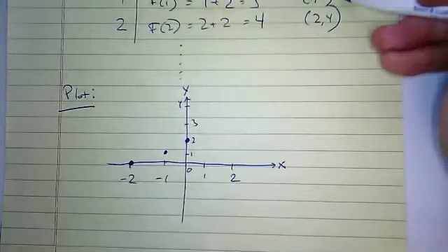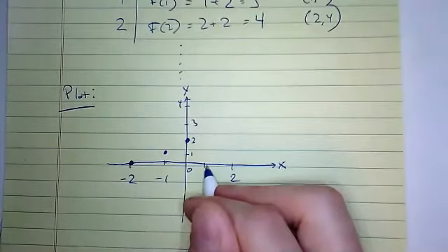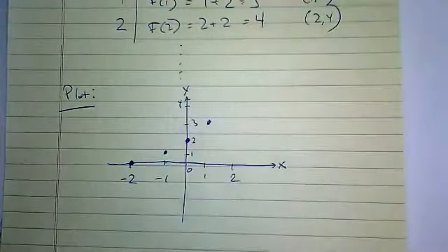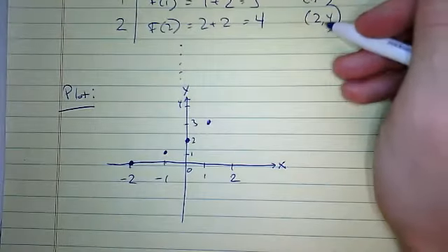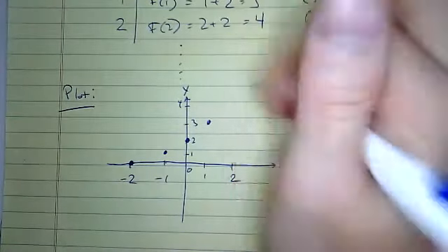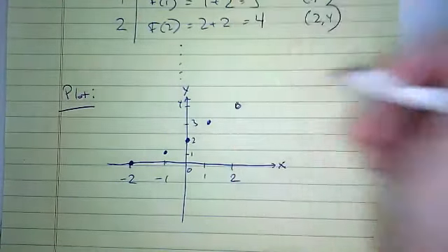The next one is 1, 3. I go to 1 on the x, go up to 3 in the y, plot a point in there. And then finally, the last one is 2, 4. So I go over to x equals 2, up to y equals 4, and plot a point.